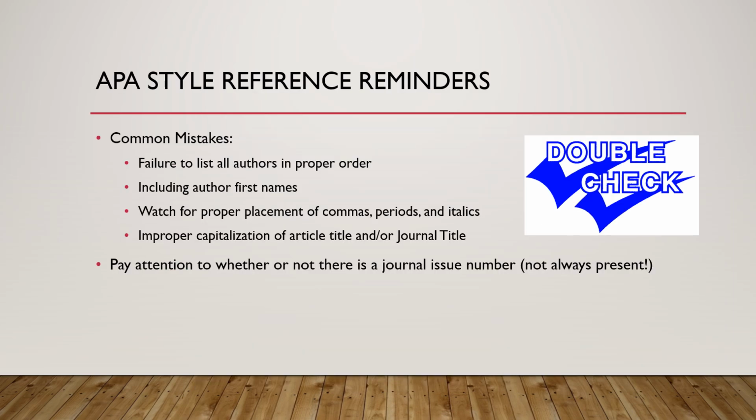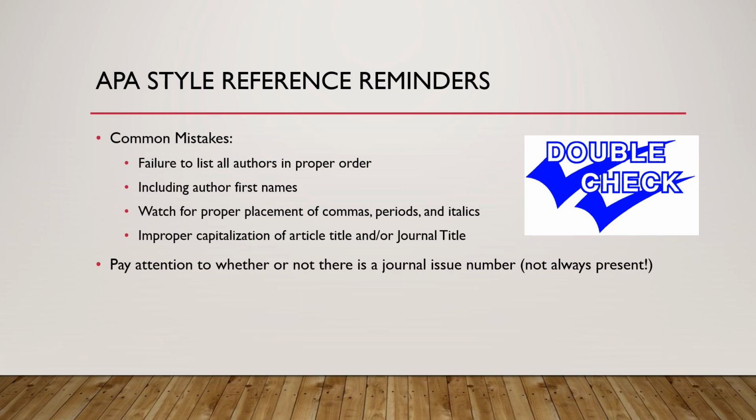So now that you've seen what a correct APA reference list looks like, I'm going to go over some of the common mistakes. I have mentioned that you need to list all of the authors in proper order. So within the reference, you need to have them in author order by first author, second author, etc. But the actual reference list is in alphabetical order by the first author's name. You need to make sure you are not including those author first names. There's some other styles where first name is included, other non-APA styles. So don't do that in APA.